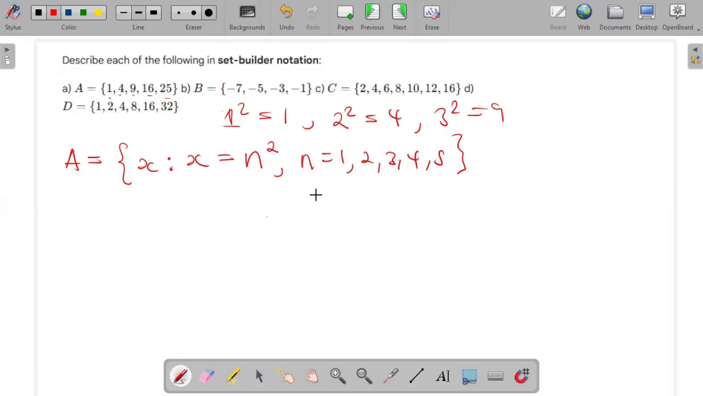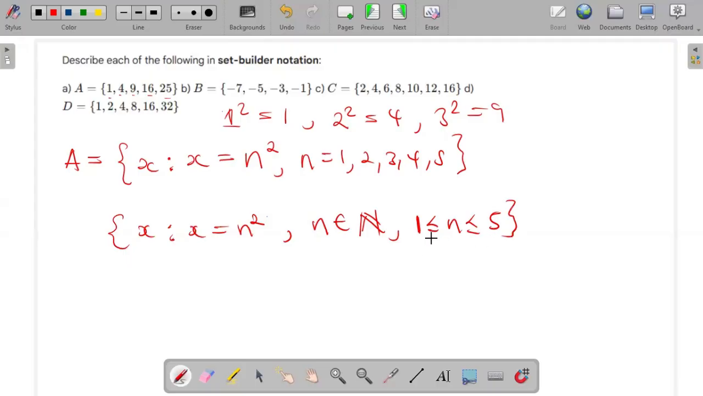Or an alternative would be writing x such that x is equal to n squared, where I know this n is a natural number. This natural number is from 1 to 5. So you indicate it that way, saying it's from 1 to 5. Since it's a natural number and you know all the natural numbers from 1 to 5, we would know that there's 2, there's 3, and there's 4 there.